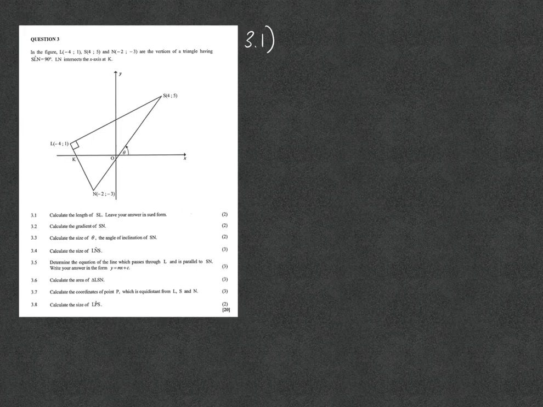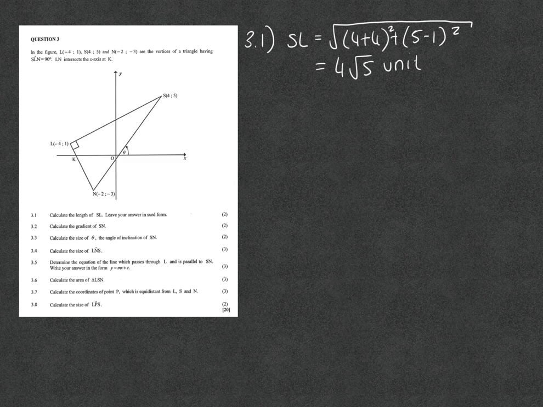Let's do it. So SL, we are looking at those two coordinates. SL's length is equal to the square root of (x2 minus x1) squared plus (y2 minus y1) squared, so (4 plus 4) squared plus (5 minus 1) squared. I wouldn't advise using mental math here because there's always room for error, so just put this straight into your calculator. And the answer the calculator gives is 4 root 5 units.